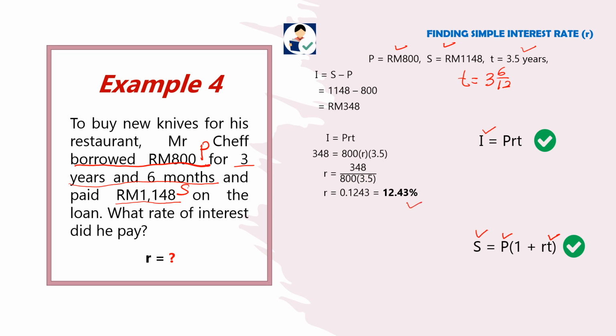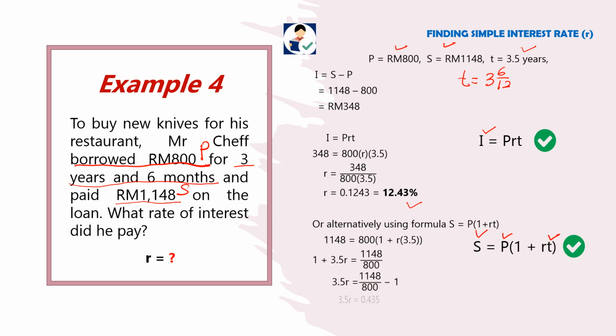We can also use the formula S equal to P times 1 plus RT, which is substitute all the values into the formula, and then we get R is equal to 12.43%.